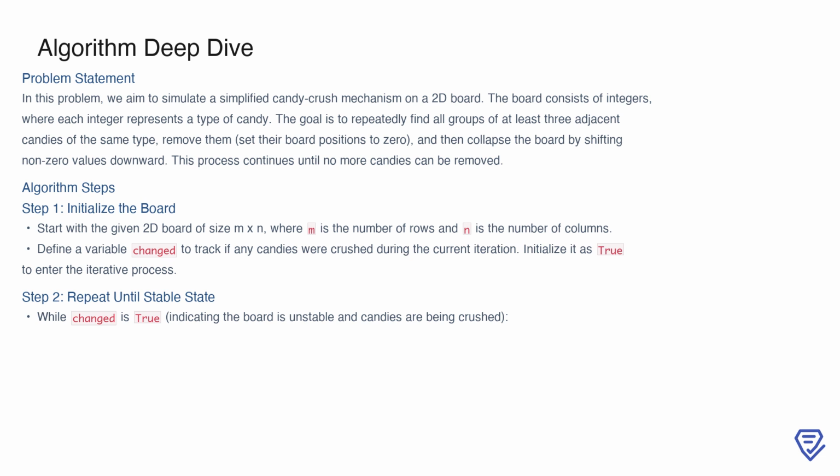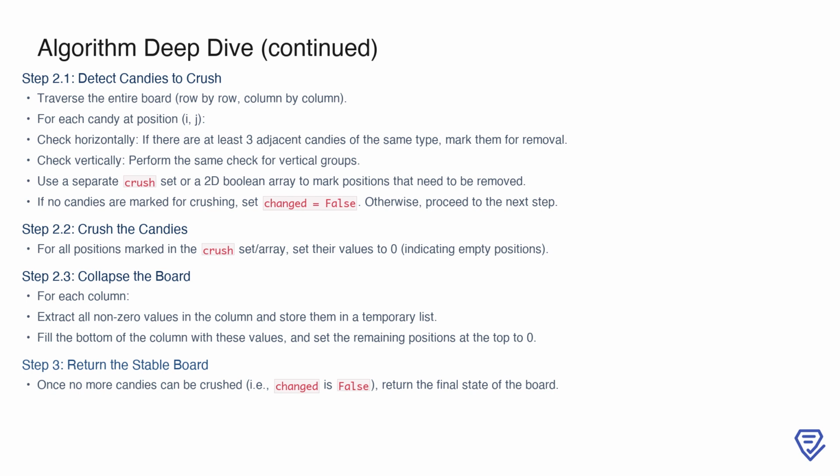We start by initializing the board, which is given as an m by n grid, and we define a variable called changed to monitor whether any candies were crushed during the current iteration. Initially, changed is set to true, so we can begin the iterative process. The algorithm is designed to run repeatedly while the board remains unstable, meaning that candies are still being crushed in each iteration. To simulate the Candy Crush mechanism, the first step within each iteration is to detect all candies that need to be crushed. We traverse the entire board, inspecting each position one by one.